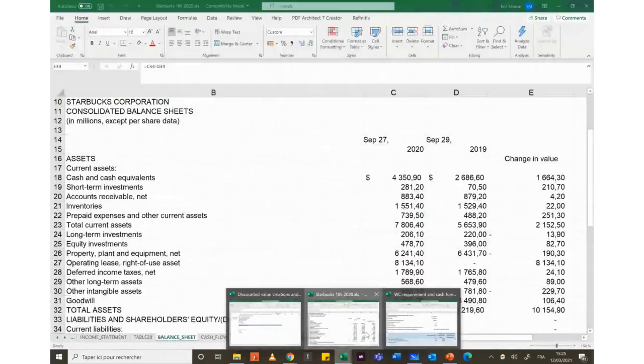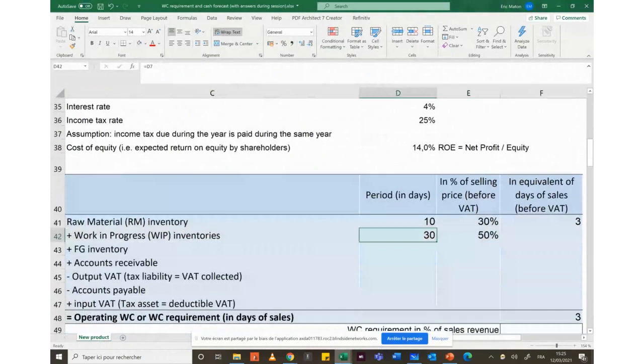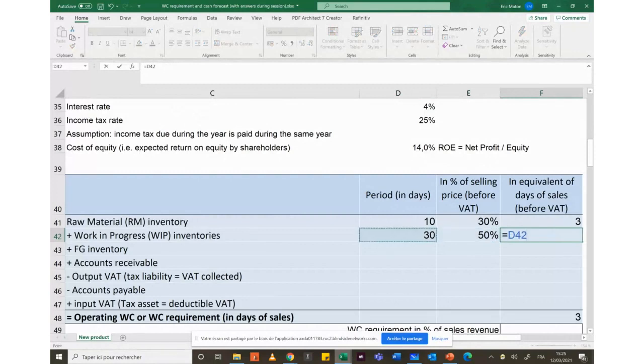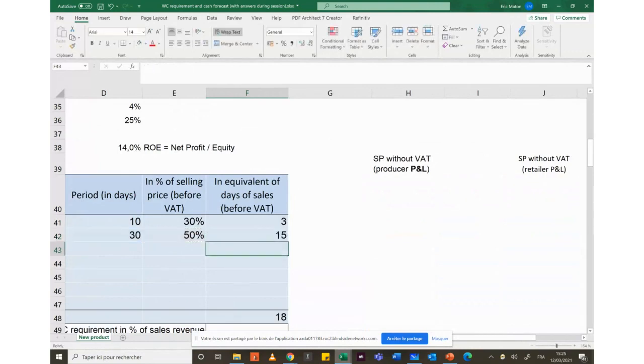So we come back to this one. The manufacturing process takes 30 days in total. The value is only 30 plus 40% divided by 2. So here now the equivalent in days of sales is 15 days.